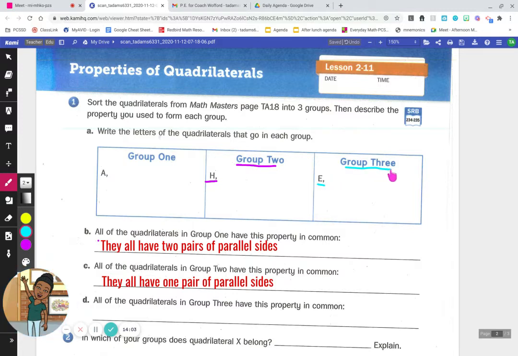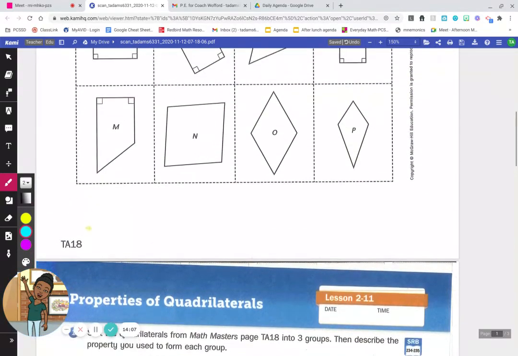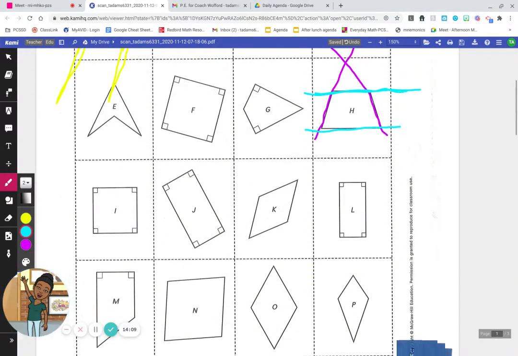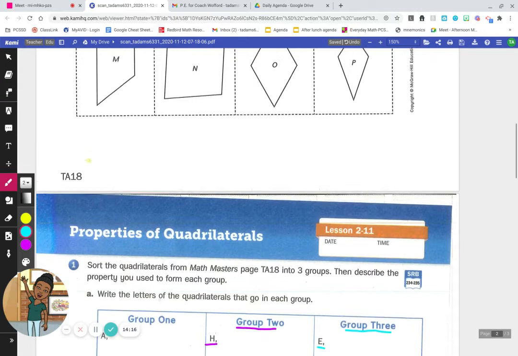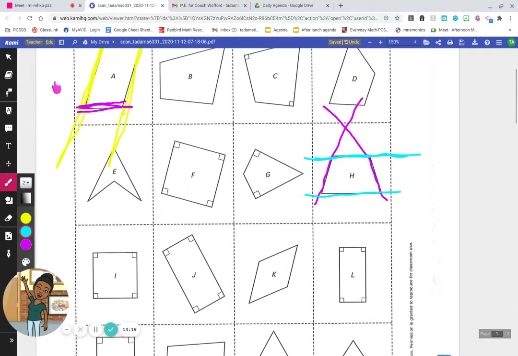Let's look at the quadrilateral that is already placed in group 3. And it looks like quadrilateral E. Quadrilateral E is already there in group 3. Let's go check out the properties and see if it has any parallel lines. Oop, I forgot the quadrilateral. Quadrilateral E. So I'm going back to look at quadrilateral E. Oh, this looks like a doozy, but I can do doozies just like you.